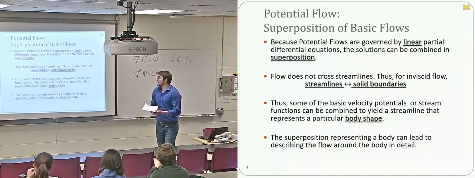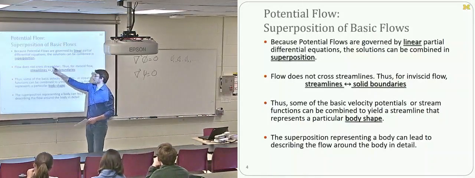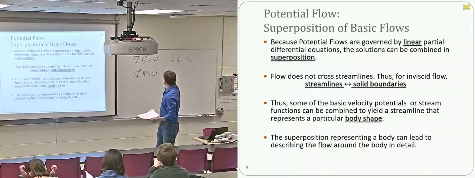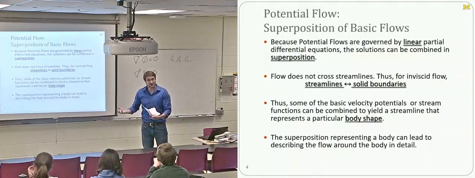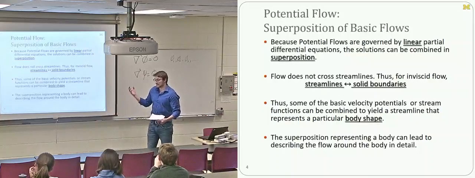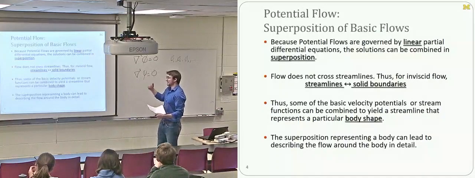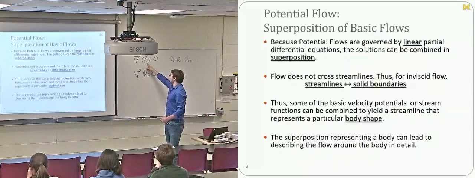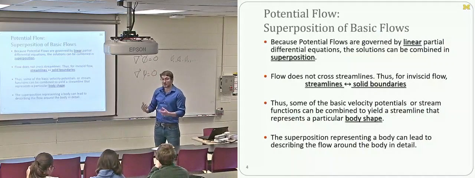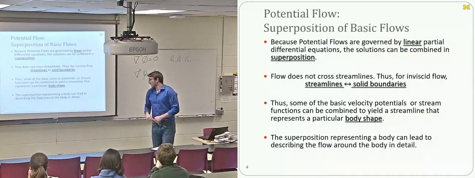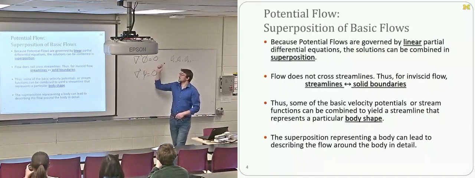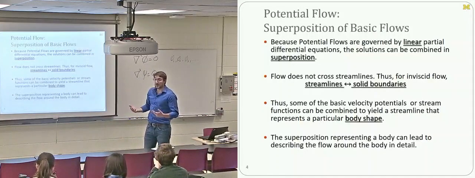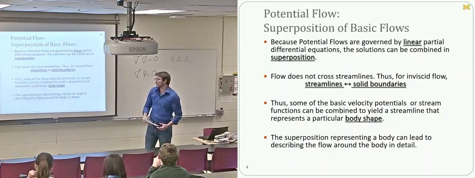So the idea here is that because flow does not cross streamlines, we can use streamlines to approximate solid boundaries of objects. And because we have all of these functions that allow us to manipulate the streamlines of a flow, we can stack these on in different ways. Think of it like a Lego analogy, if you want. We can take all of these building blocks of velocity potentials and stream functions and stack them on top of each other, multiply them by different coefficients, and be guaranteed that we'll still get something that satisfies the governing equation, but at the same time allows us to manipulate the streamlines to represent some solid body boundary that we're interested in evaluating the flow around.